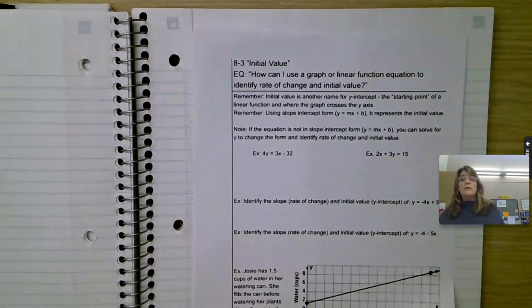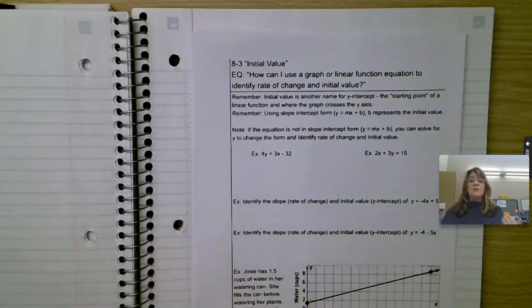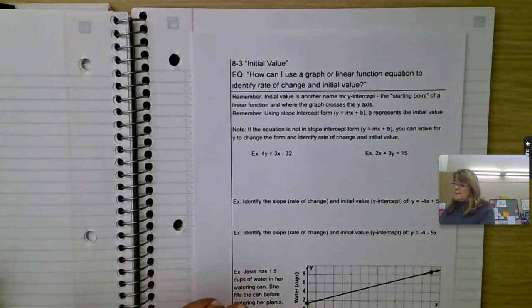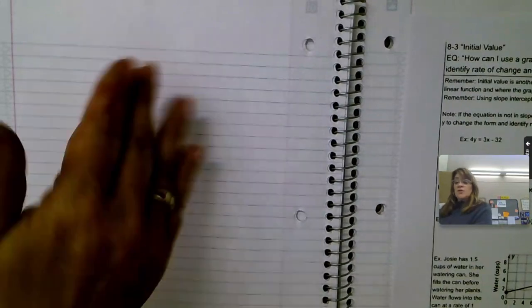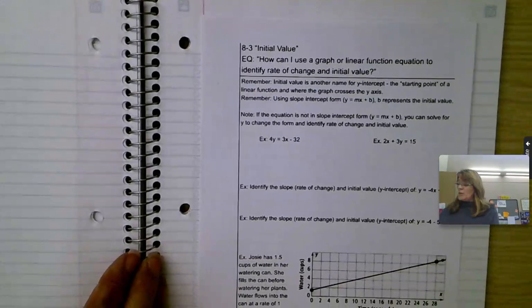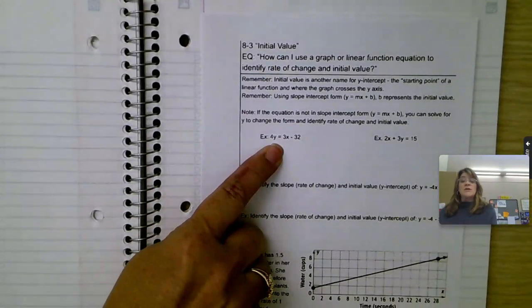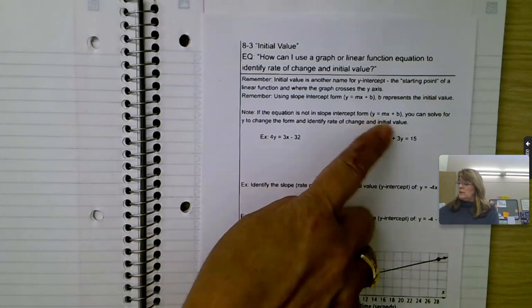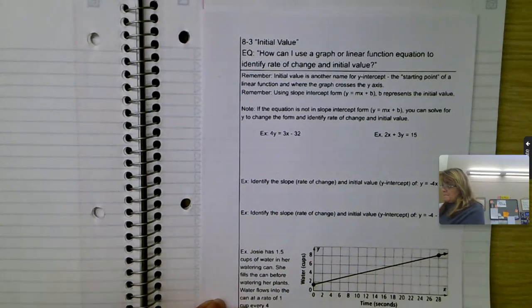8-3, another word that you should be familiar with, initial value. We're going to go deeper into that idea. Okay, again, we are leaving this blank so that in class we can do examples that build on this idea of how an equation, okay, in the form y equals mx plus b relates to functions, okay?